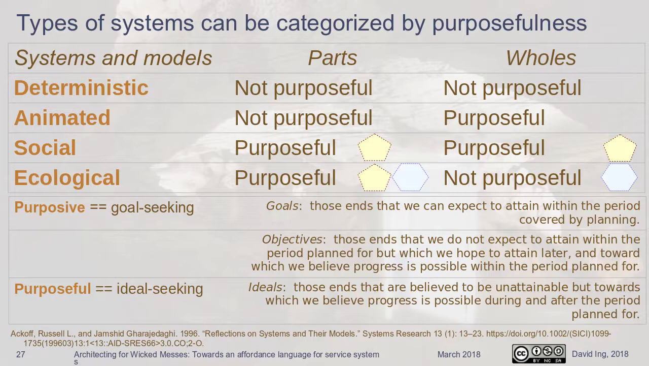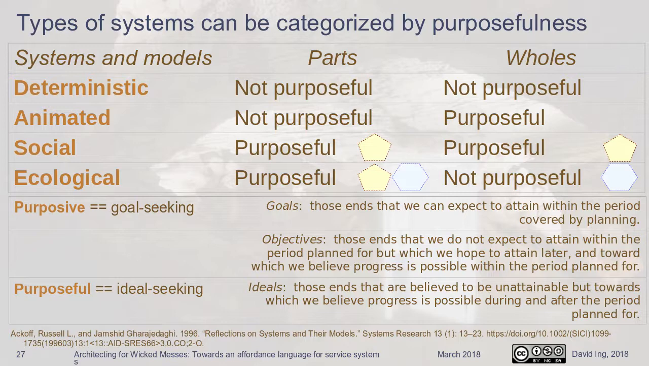Let's clean up on definitions a little bit. There's a difference between the word purposive, which is goal seeking, and purposeful, which is ideal seeking. Ackoff defines this pretty clearly, which is not the way most people use these terms, but he writes quite clearly, so I like this. Goals are ends that you can expect to achieve within a period covered by planning. So if you have a one-year plan, you have a goal. If you have a goal, within 1 year you're going to make something.